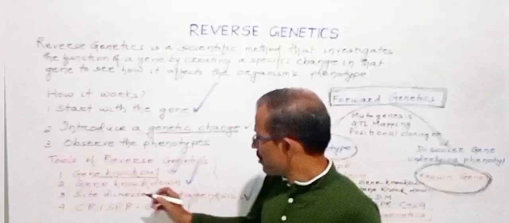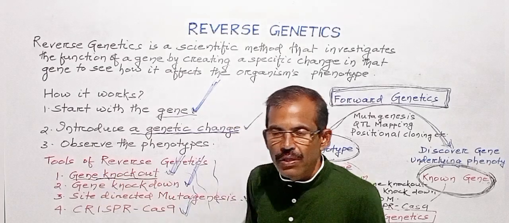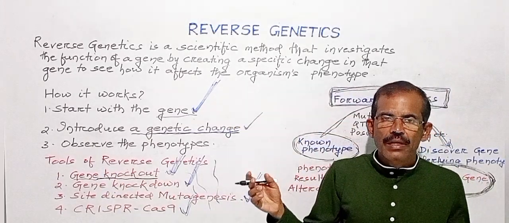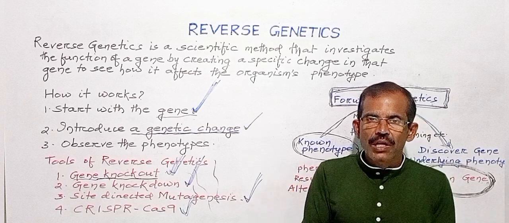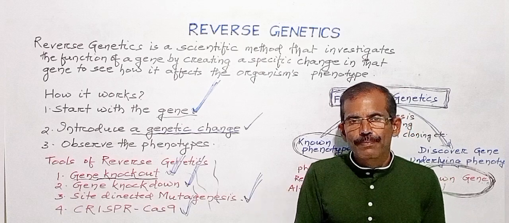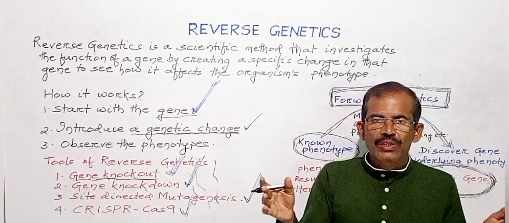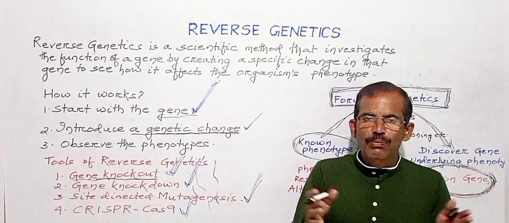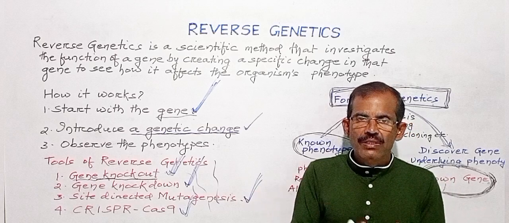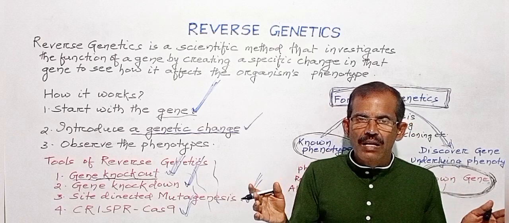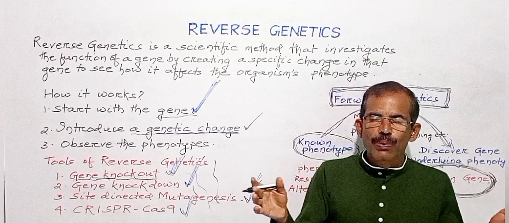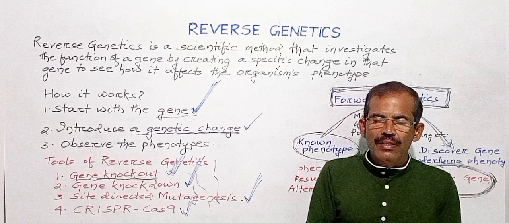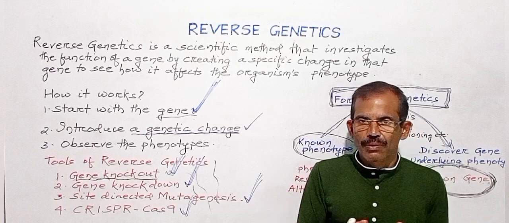Tools of reverse genetics. First one is gene knockout. Gene knockout is a technique used to make a gene non-functional to study its function by observing the effect of its absence. This is often achieved by introducing a specific mutation that prevents the gene from being transcribed or translated correctly using methods such as CRISPR-Cas9, TALENs or homologous recombination.